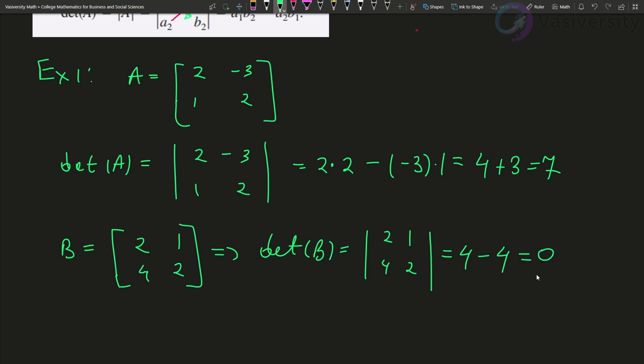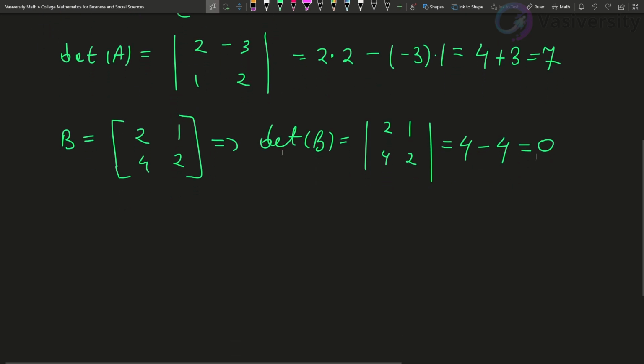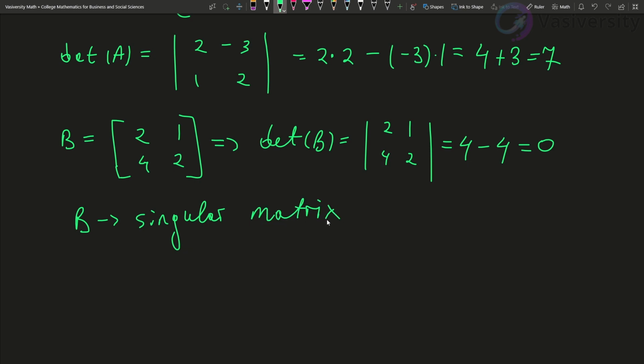So what kind of matrix is B? We call it a singular matrix. So B is a singular matrix. That means that the determinant of that matrix is equal to 0. And that's going to be a very, very important property that we will be using for the inverses of the matrix.